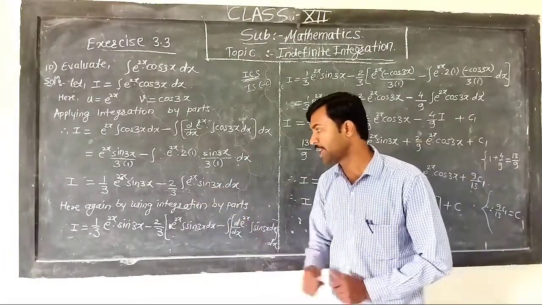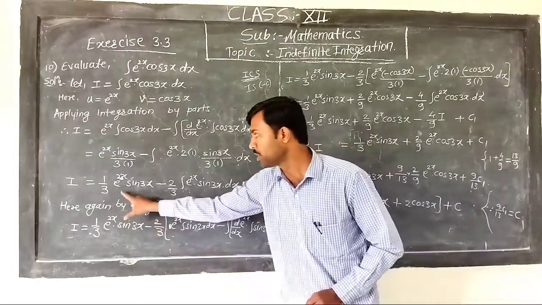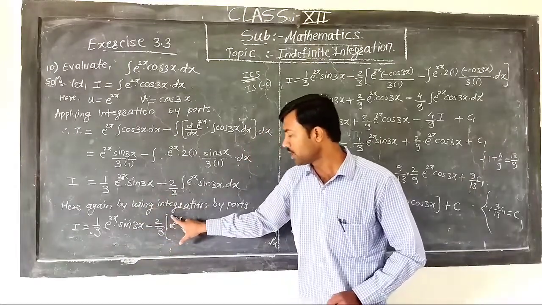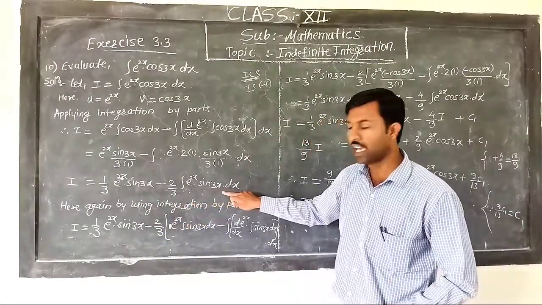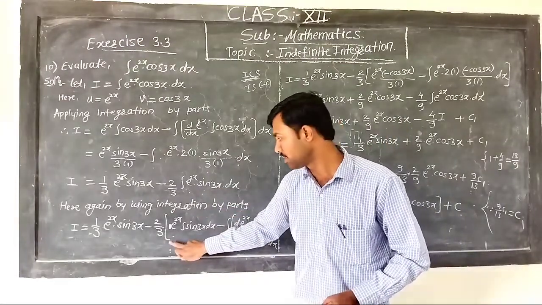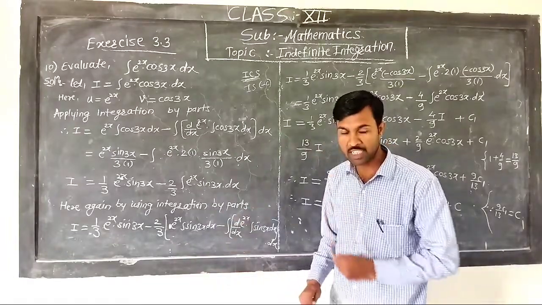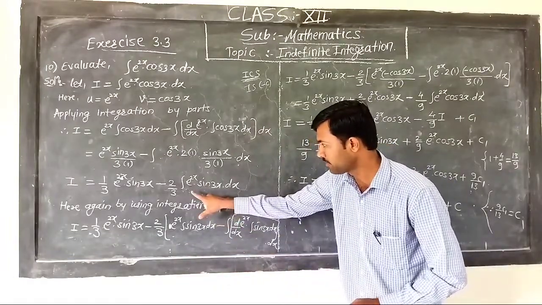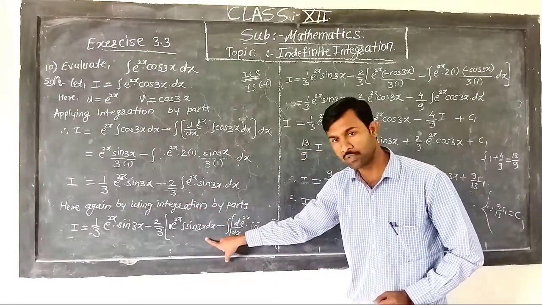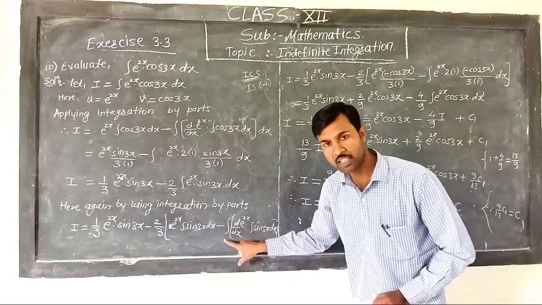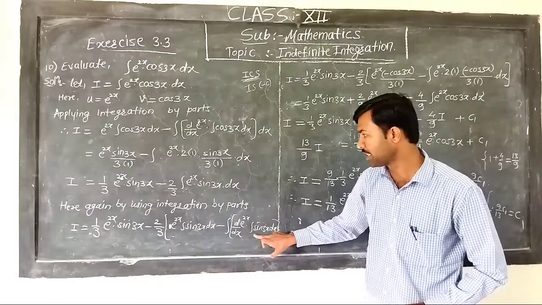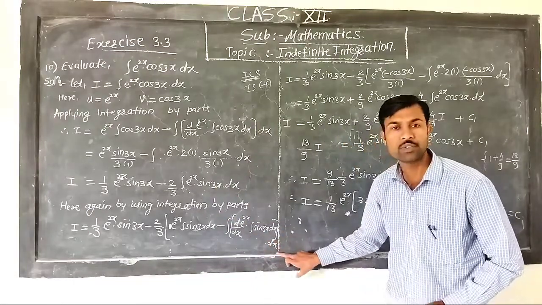And after applying integration by parts, we will get 1 upon 3 e raised to 2x into sin 3x remains as it is, minus 2 upon 3 into, now we are going to solve this term and there will be two terms. So we take here a bracket. After applying integration by parts, we can write it as first function, that is e raised to 2x into integration of second, that is integration of sin 3x dx, minus main integral into derivative of first, that is derivative of e raised to 2x into integration of second, that is integration of sin 3x dx.